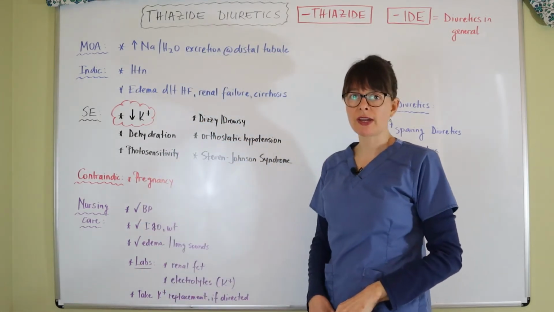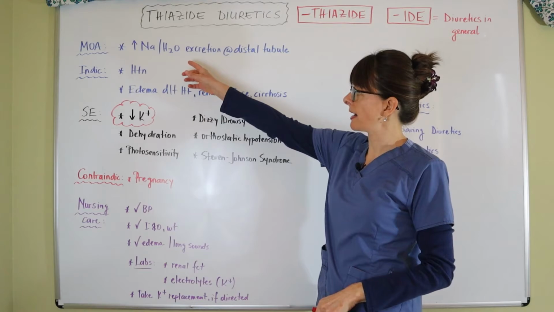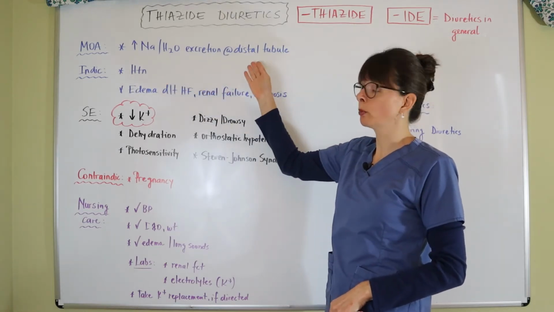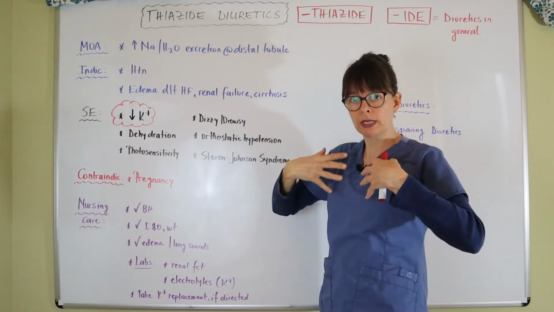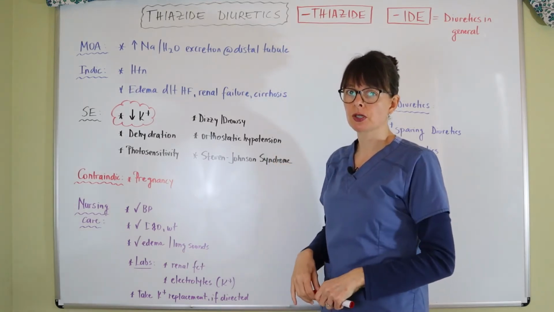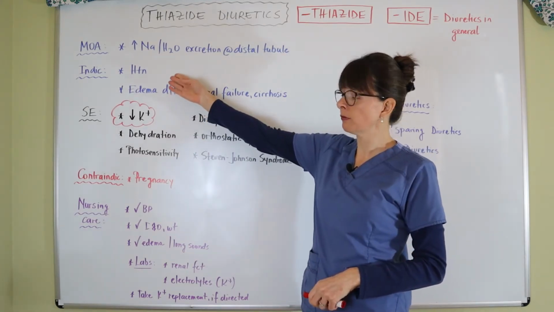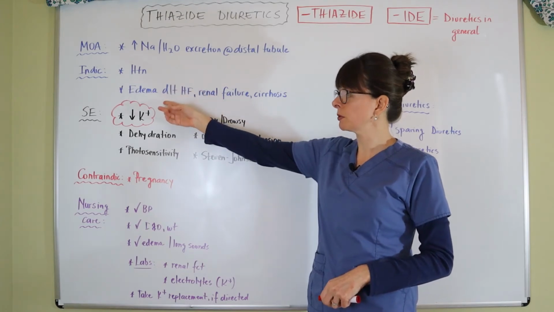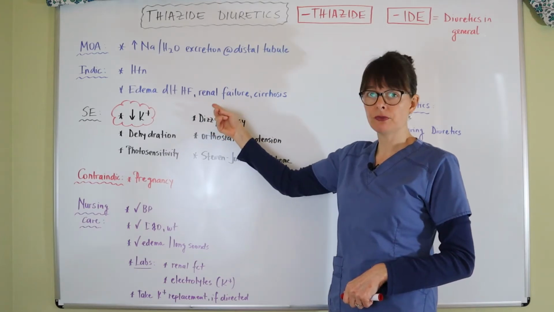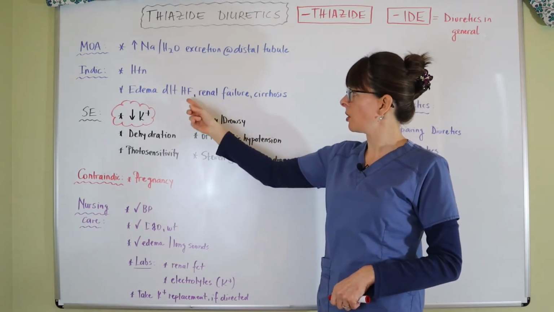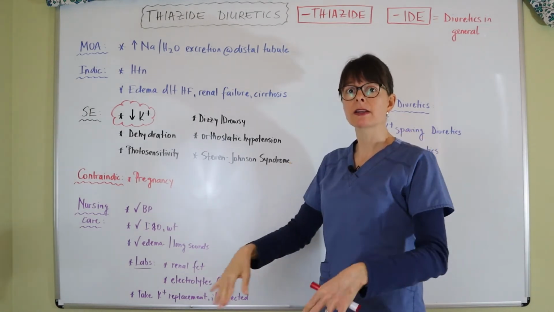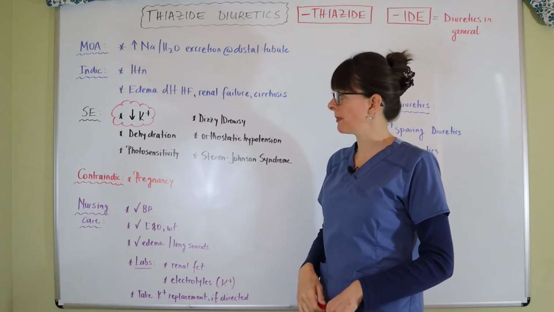So these particular thiazide diuretics, their mechanism of action is they increase the sodium and water excretion at the distal tubule of the kidney. Therefore, we excrete more water, we lose more volume, and the blood pressure therefore drops. So the indication is hypertension, but it's also used to treat edema associated with heart failure as well as renal failure and cirrhosis, because all three of those conditions can cause us to retain water, and therefore we need to diurese that extra fluid away from the body.